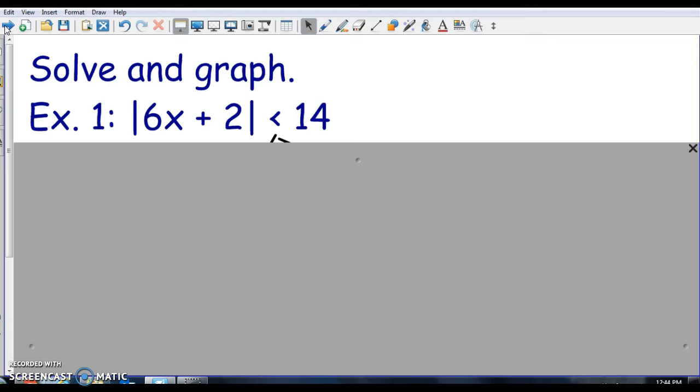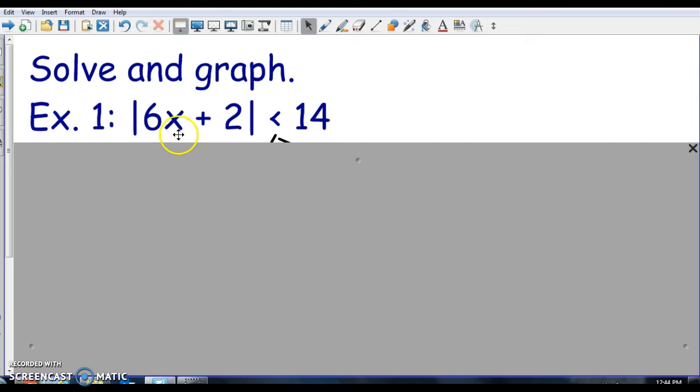Okay, so here's our first problem. You should be writing this down, of course. Solve and graph. So this is an absolute value on the left-hand side, then you have an inequality instead of an equal sign. Anytime you have an absolute value, you're going to have two answers, whether you have an equation or an inequality. We're going to split it.